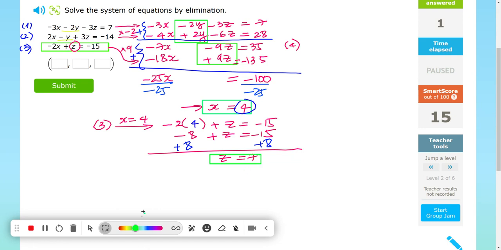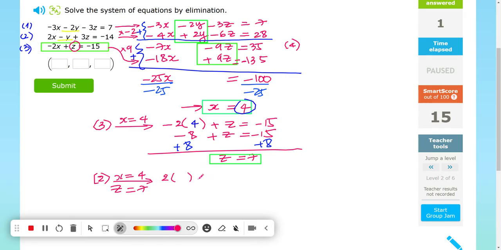Done. So now you've got the x, you've got the z, you need to find the y. I can go to either equation number 1 or number 2, it doesn't matter. Let's do equation number 2. I need to substitute x equals 4 and z equals 7.